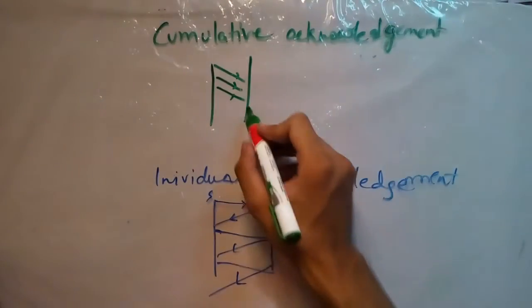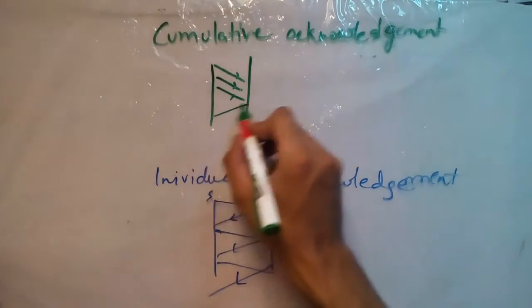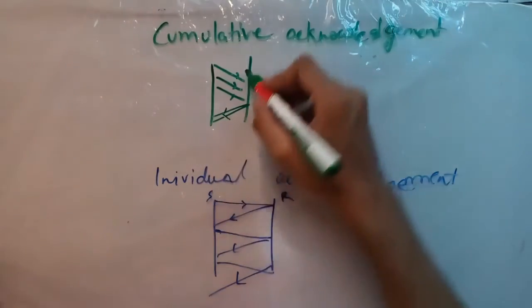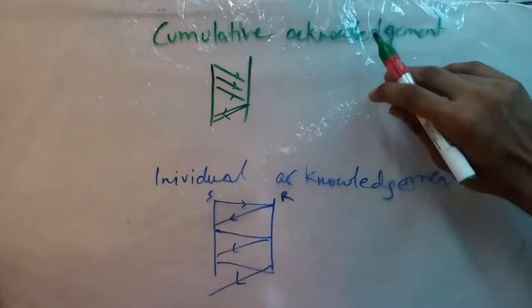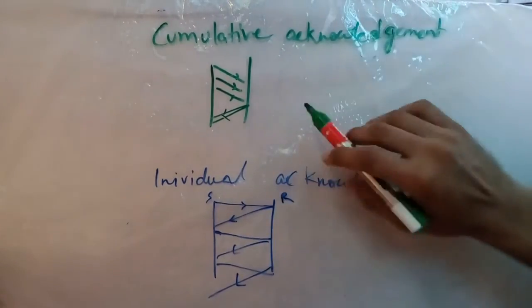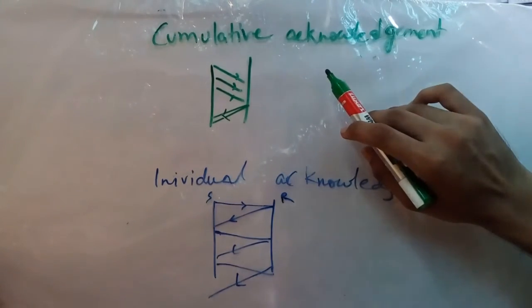Now suppose the sender is sending packet 1, then packet 2, then packet 3, and after a certain amount of time, the receiver would send an acknowledgement which would acknowledge all the packets above, to say that the receiver has received all the packets above. This is basically a cumulative acknowledgement.